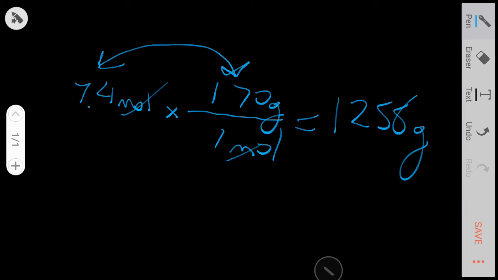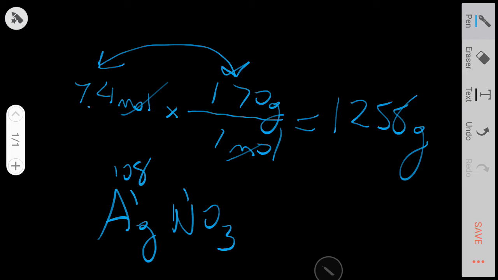And to show you about calculating the molar mass for silver nitrate, Ag is 108. And then we have NO3, N is 14. And O is 16. 16 times 3 is 48. So 108 plus 14 plus 48 is where I get my 170.